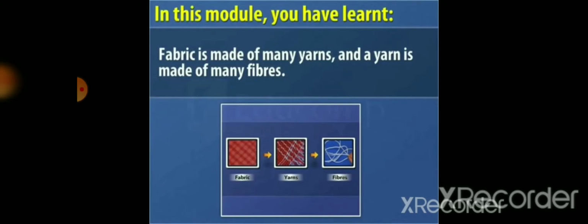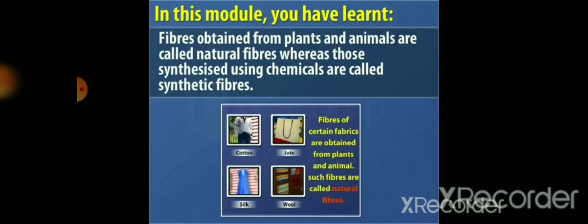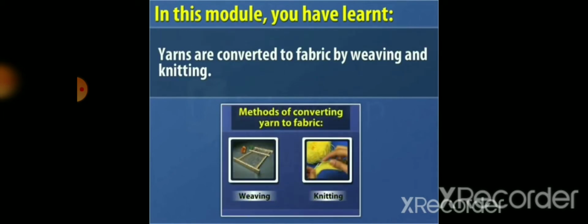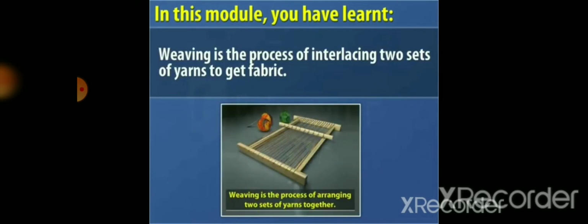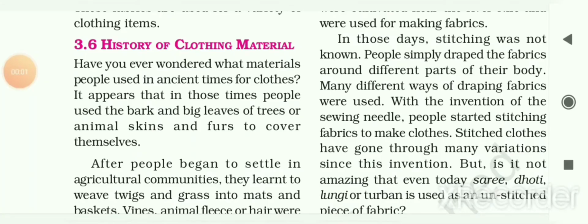So, in this we have learned fabric is made of many yarns and a yarn is made of many fibers. Fibers obtained from plants and animals are called natural fibers, whereas those synthesized by using chemicals are called synthetic fibers. Fibers are converted to yarns by spinning and yarns are converted to fabric by weaving or knitting. Weaving is the process of interlacing two sets of yarns to get a fabric, and knitting is the interlooping of one or more set of yarns to get fabric. So that was the process to get fabric from the fibers.